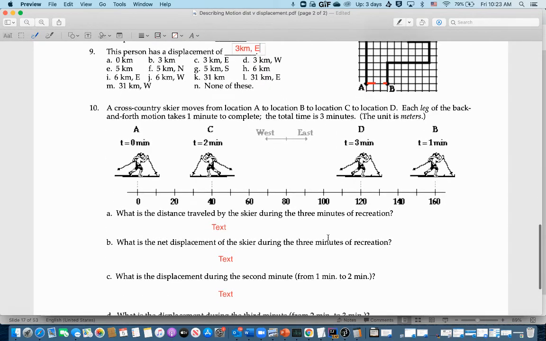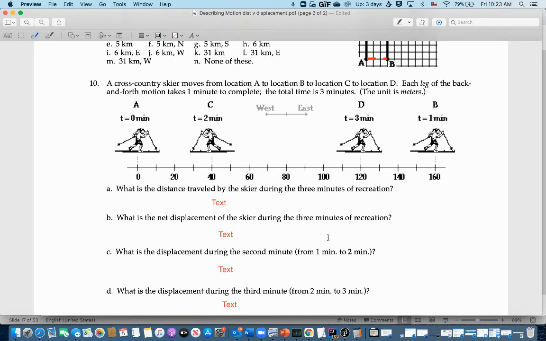All right, last one here. Make sure we understand this. A cross-country skier moves from location A to B to C to D. Each leg of the back and forth motion takes 1 minute to complete. The total time is 3 minutes. So when you first look at this image, it might be a little confusing. Let me just explain this.